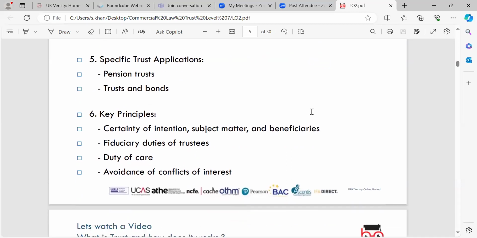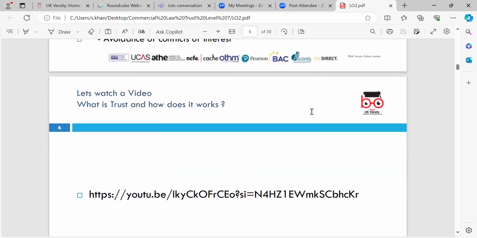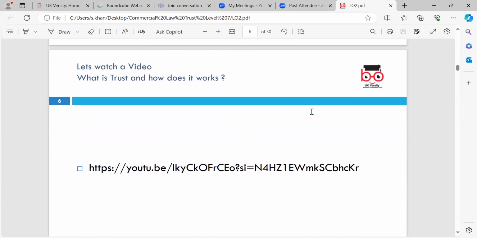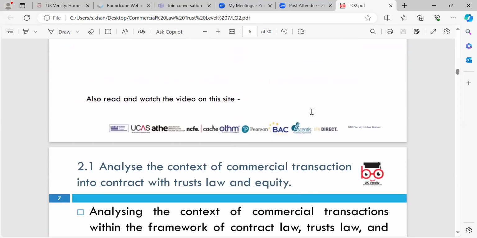And then number 6, finally, which is certainty of intention, subject matter and beneficiaries, fiduciary duties of trustees, duty of care, and avoidance of conflicts of interest. And in your own time, there's a video there which looks at what a trust is and how it works within the implementation of an express trust.